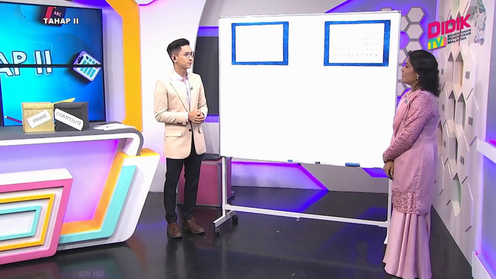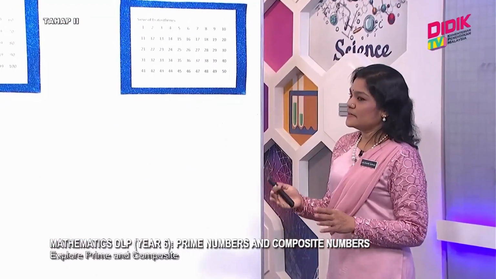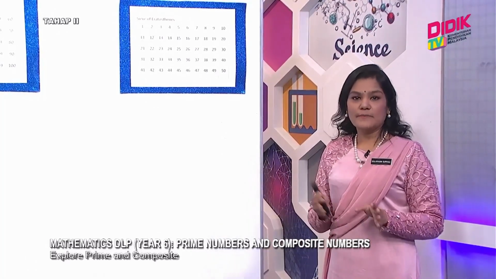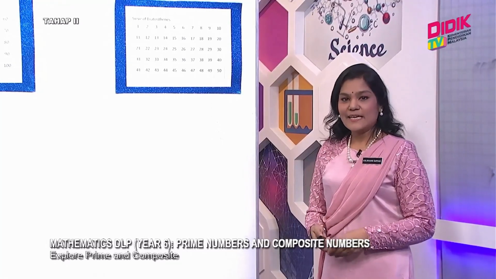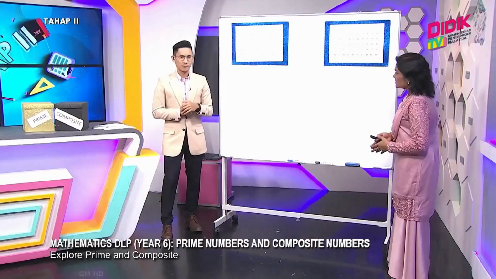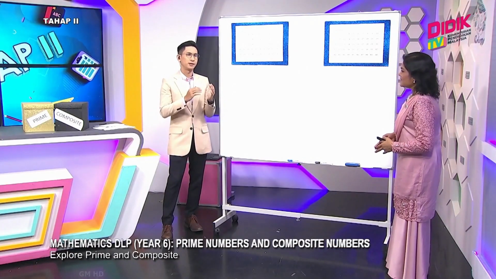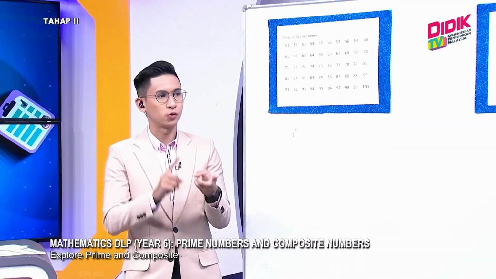Okay, before I proceed deeper on prime and composite, students out there, you must know about odd numbers and even numbers. Still remember our last lesson? So odd number and even number. Can you tell what is an odd number and an even number? Okay, even numbers can be divided by the number 2. Is that correct? That's the even number.